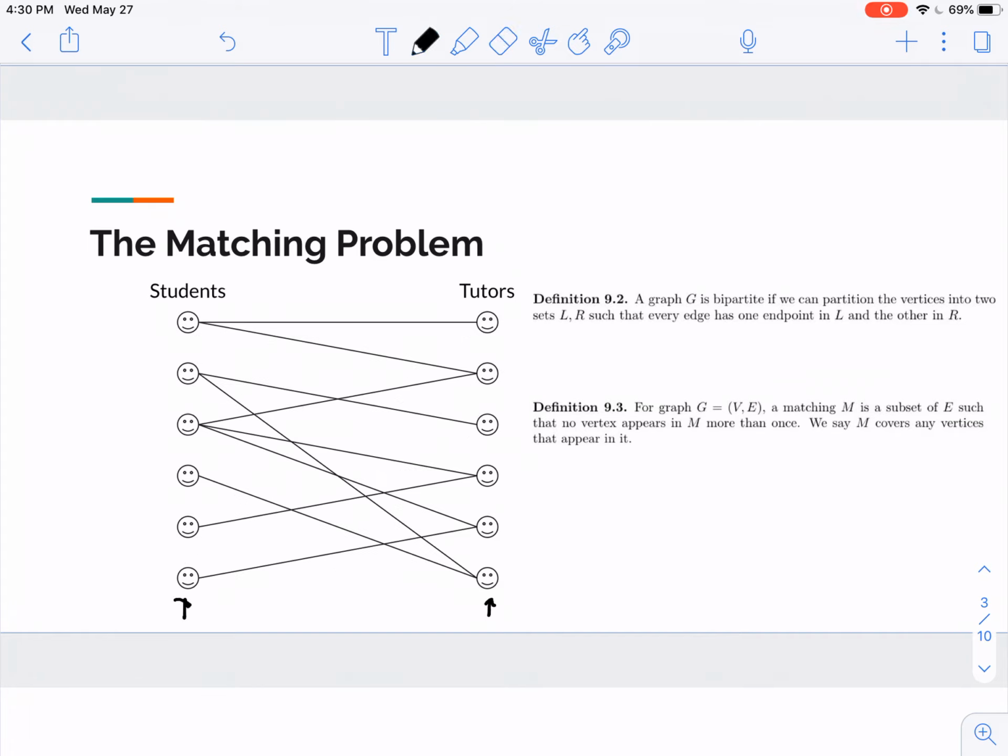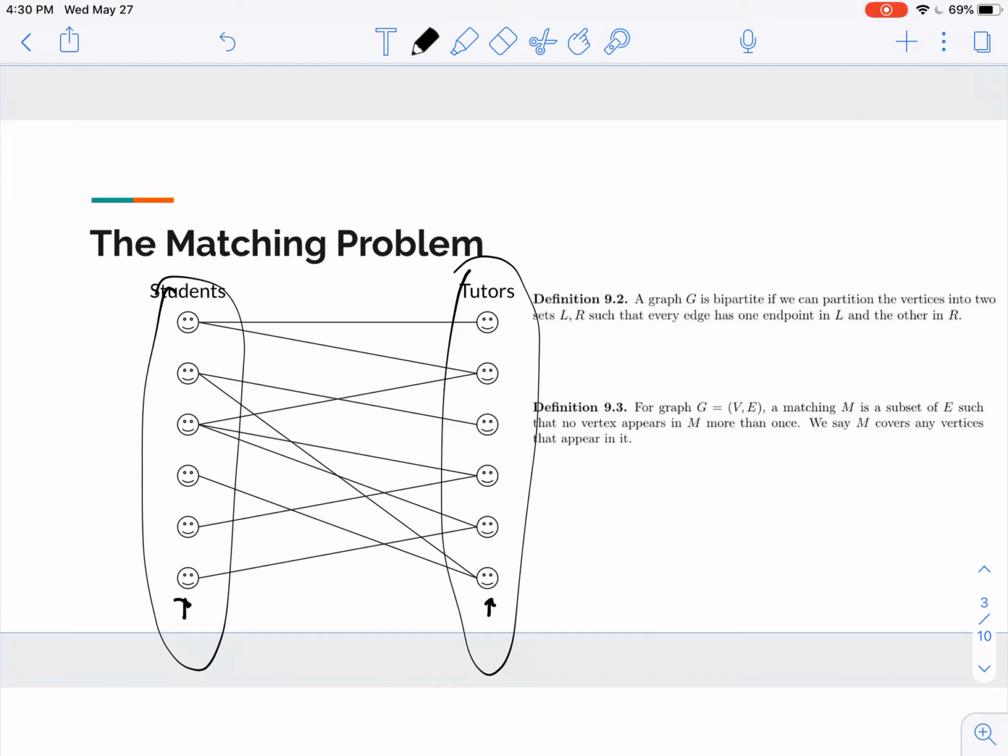That's the end result that we want to get to, but let's take a little bit of a digression here. This is a really interesting and unique type of graph, which we call a bipartite graph, because we can separate all the vertices into two sets, the students and the tutors, and no edge goes between two tutors or two students. Every edge just goes between one student and one tutor.